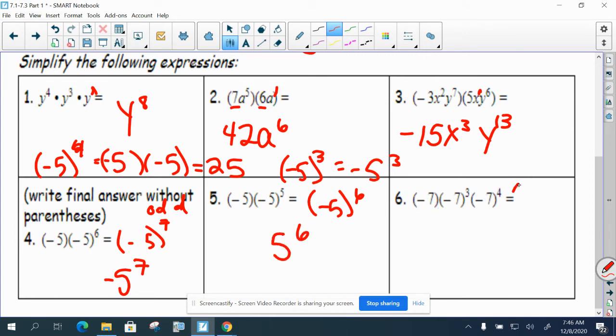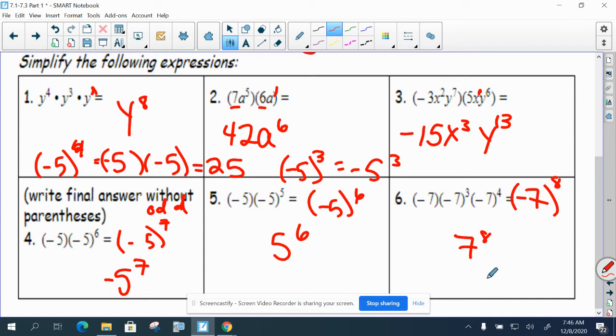All right, here you would have negative 7, and then 1 plus 3 plus 4 is 8. So since the exponent is even, the power will become positive 7 to the 8th. So just in summary, if you have an odd exponent, then the power will become negative. If you have an even exponent, the power will become positive.